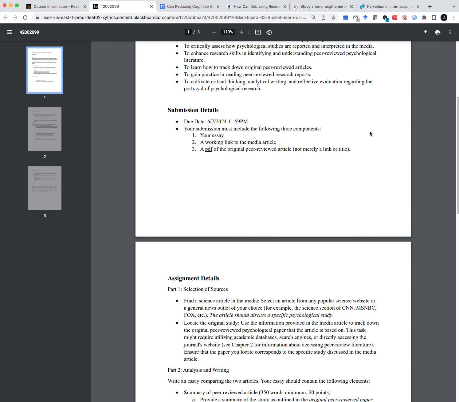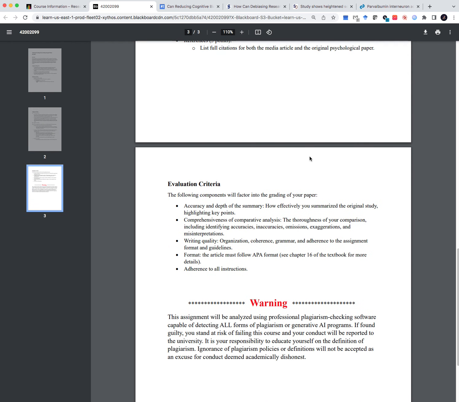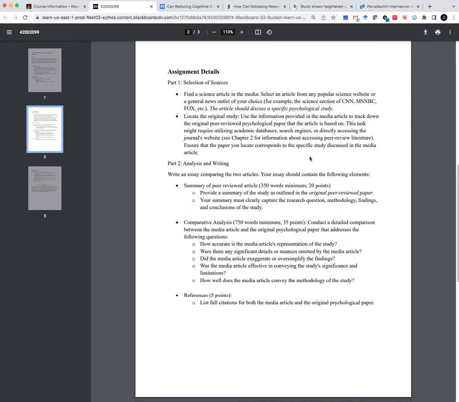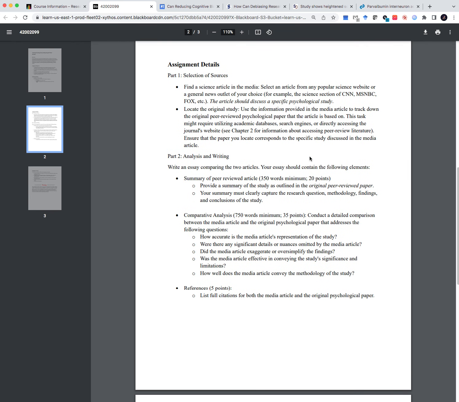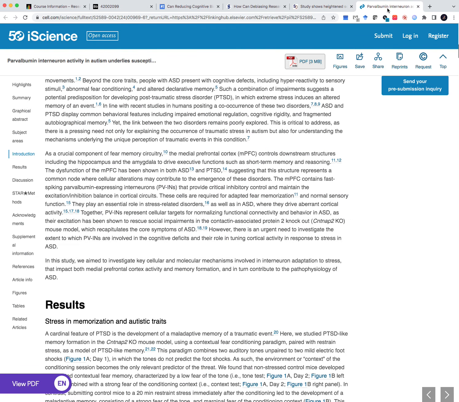All right. So let's say you found your media article and you found the original peer-reviewed experimental study that the media article is based on. Now your task is to write this essay. And the essay has really two components. The first part is the summary of the peer-reviewed article. So before you begin, you want to sit down and carefully read both the media article and the original study as well. Okay, read both of them carefully.